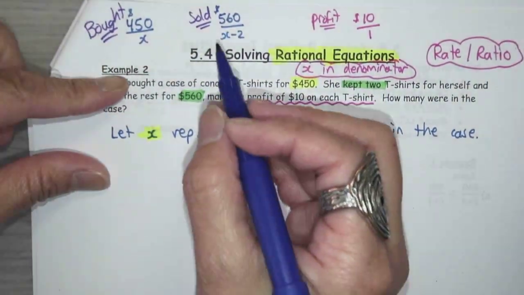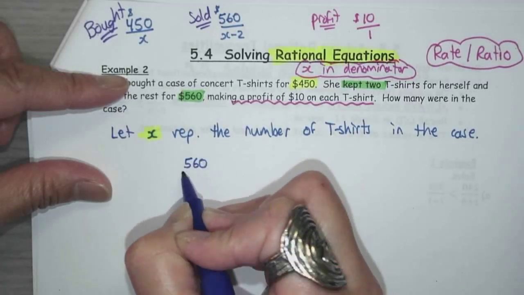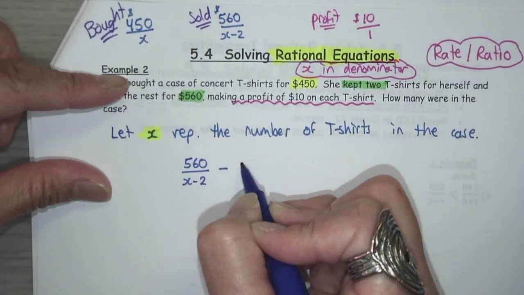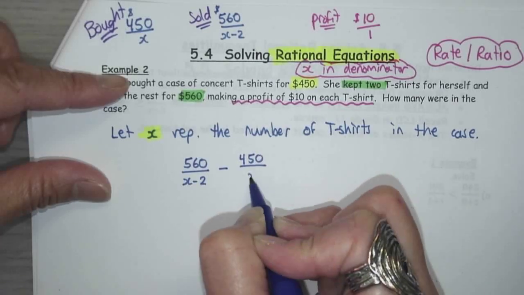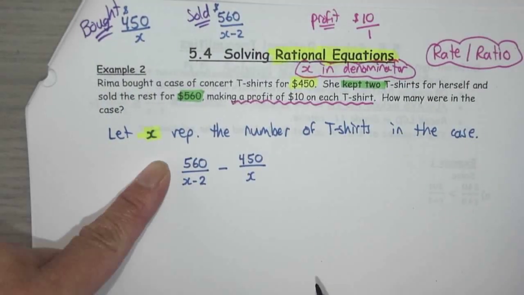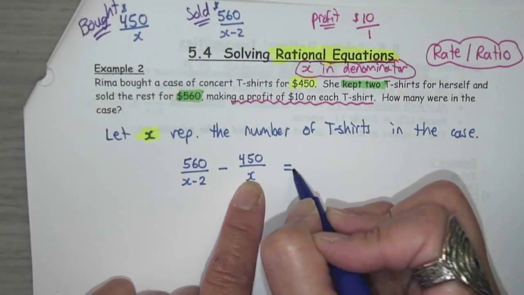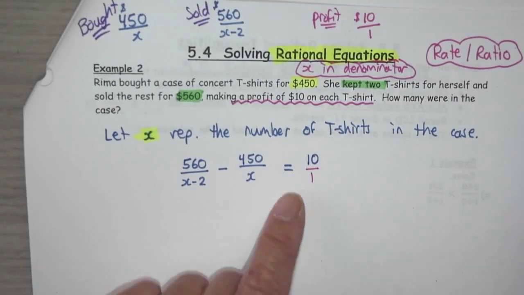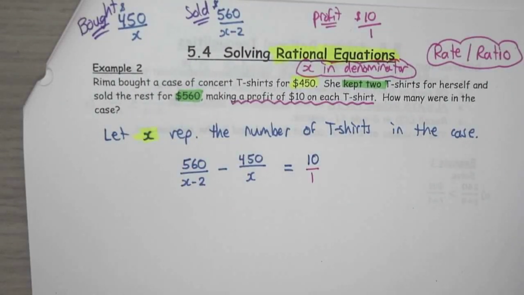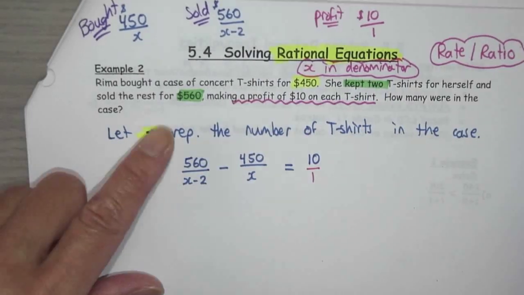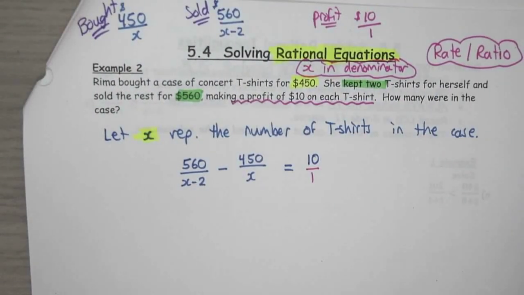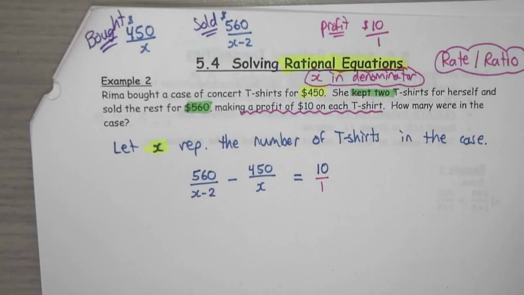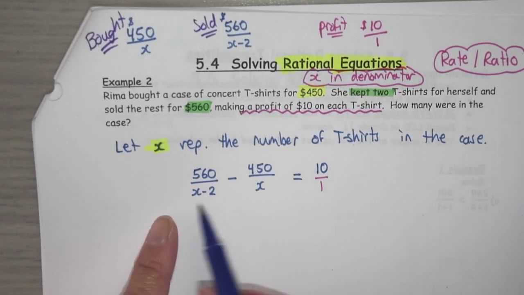So we're going to go 560 over x minus 2 minus the 450 over the x. So I sold it at this amount more minus what I bought it for, and that gives me the $10. You can put the over 1, you don't have to, but it's $10 per t-shirt. They're all ratios, they're all rates. Right, so this is the rate minus this rate, which gives me 10. Okay, so that's the type of word problem you'll get, where you're trying to churn it into a rate. So try to churn it into a rate.